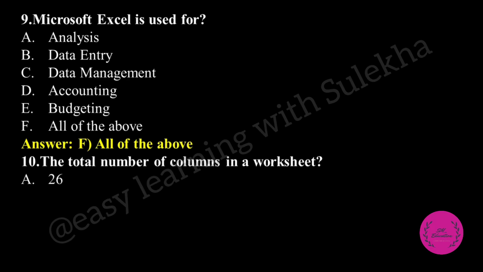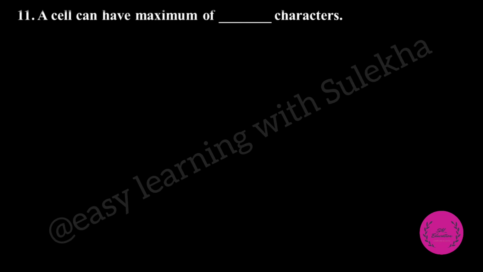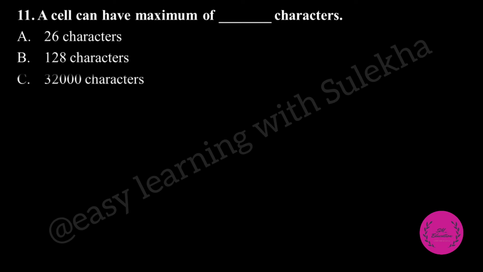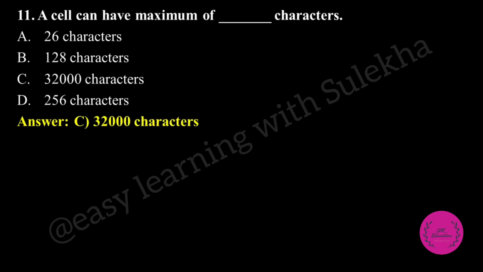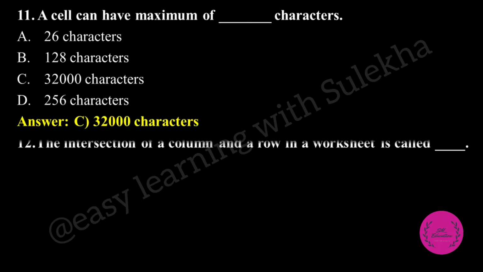The total number of columns in a worksheet: 26, 256, 12,834, 16,384, and the right answer is 16,384. Next, a cell can have a maximum of dash characters: 26 characters, 128 characters, 32,000 characters, 256 characters, and the right answer is 32,000 characters.